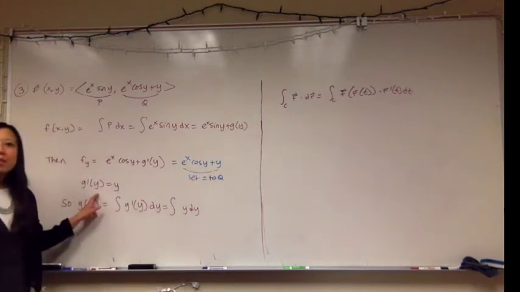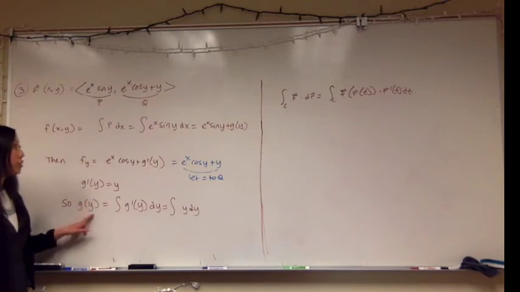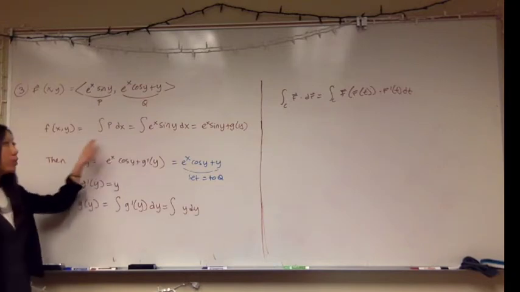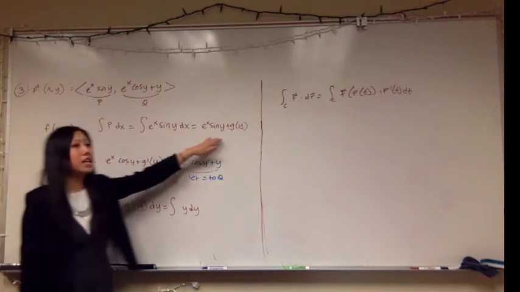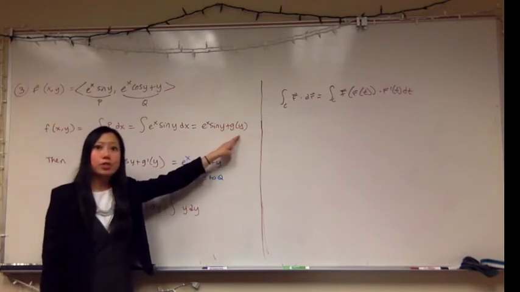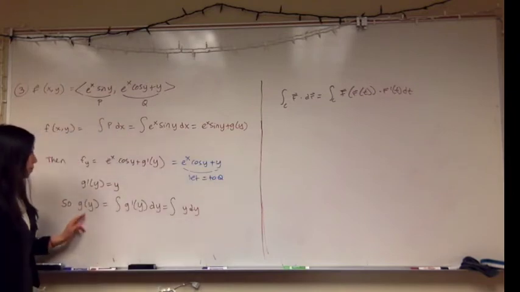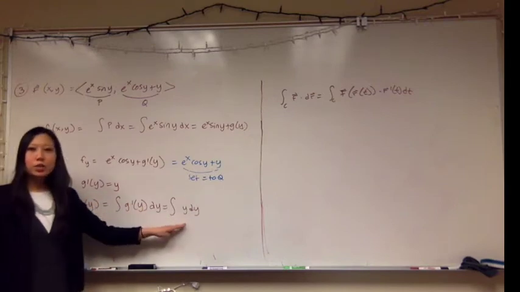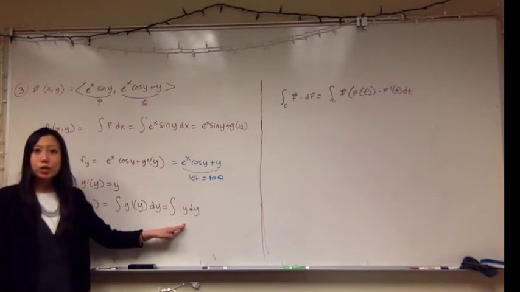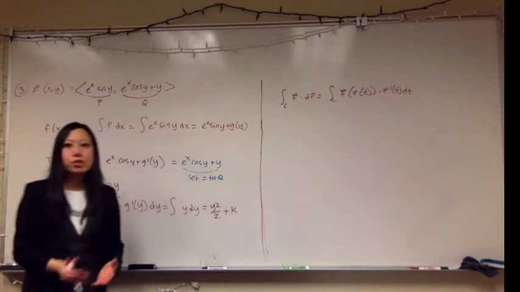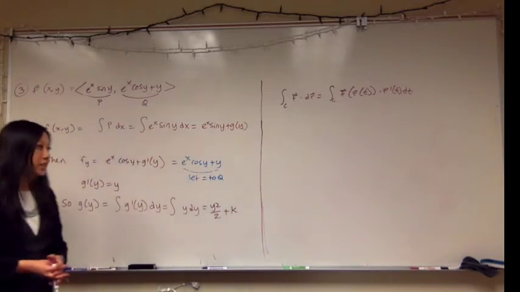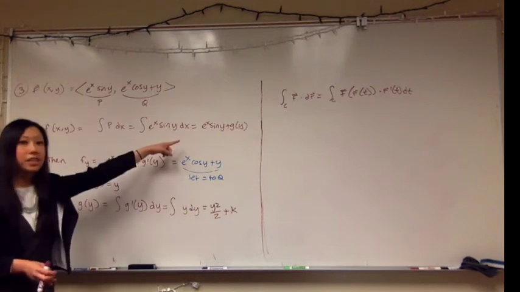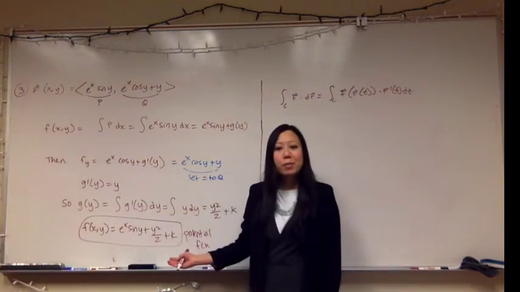Now if these two are equal, I solve for g prime of y, which is y. If g prime of y is y, I now need to find g of y. The reason I want to find g of y is that f equals this, and so I need to plug something in for g of y. So I just integrate to get g of y. Again, g prime of y is y, so I plug that in, and I get y squared over 2 plus k. You can use plus C if you want, but typically we'll use plus k here. And now I just have to plug that into here. So I found my potential function.